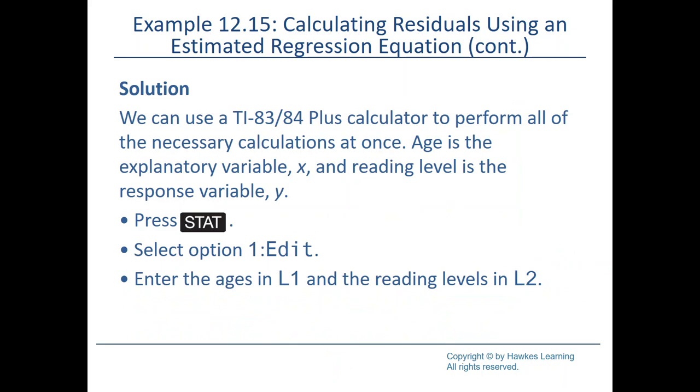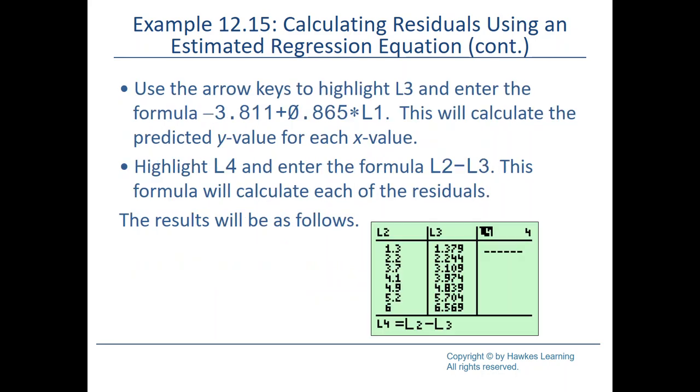Okay, so to do this, it's actually not as hard as it looks. On your TI-83/84 graphing calculator, you can go to Stat and Edit. In list 1 should be all the ages that we had, the x values, and list 2 is all the reading values. I'm going to use the arrow key to arrow over to list 3. Arrow up and highlight list 3 itself, and then you're going to enter the following formula.